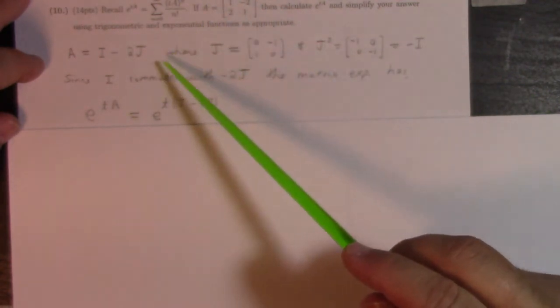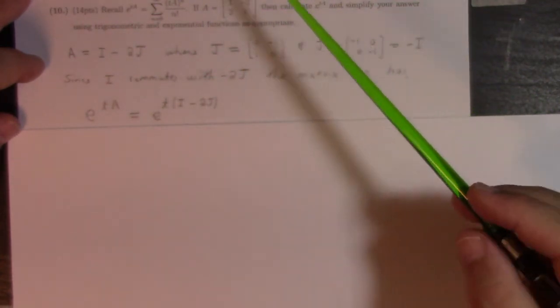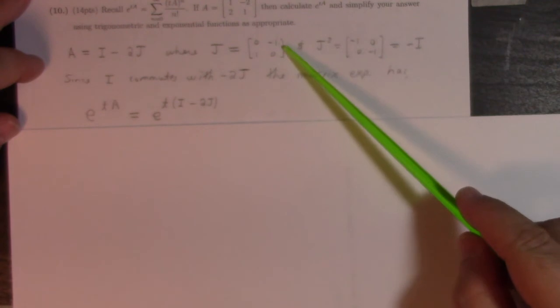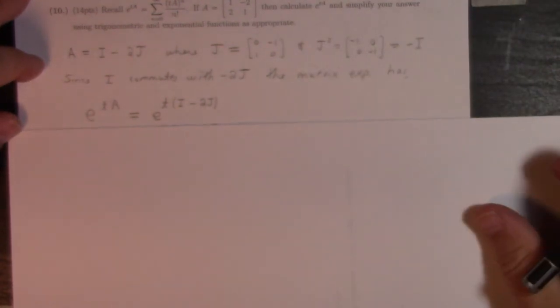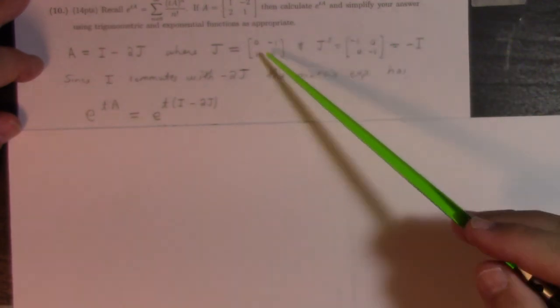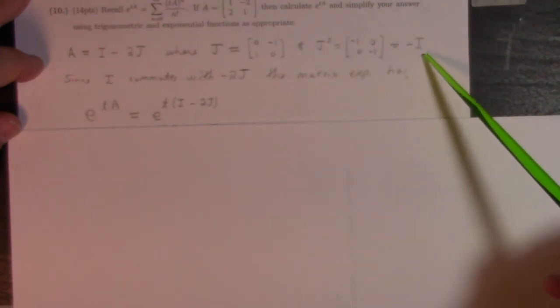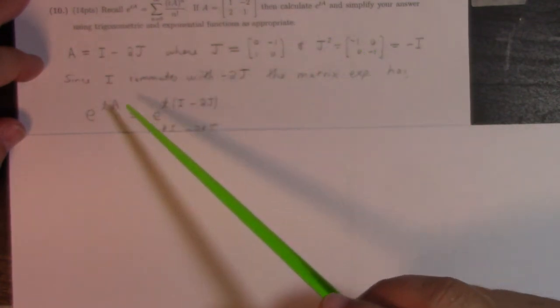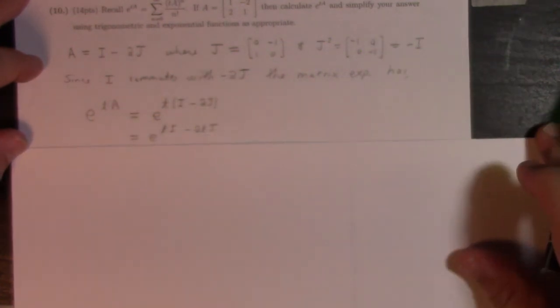The easy way to make it simpler would just be to replace A with J, right? Or replace A with the one we did in class. Instead of this, we had a 1 here, and that was what led to the Cauchy-Schwarz. When you put a minus 1 here, it ends up leading to cosine and sine. But anyway, with this J squared is minus I, in contrast to the square being I in class in the review day. But anyway, since I commutes with minus 2j, the matrix exponential allows us to calculate as such.